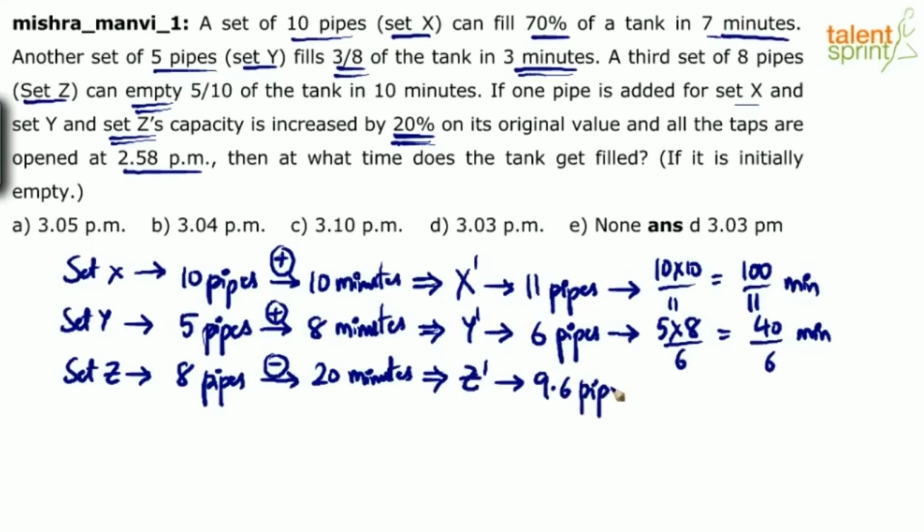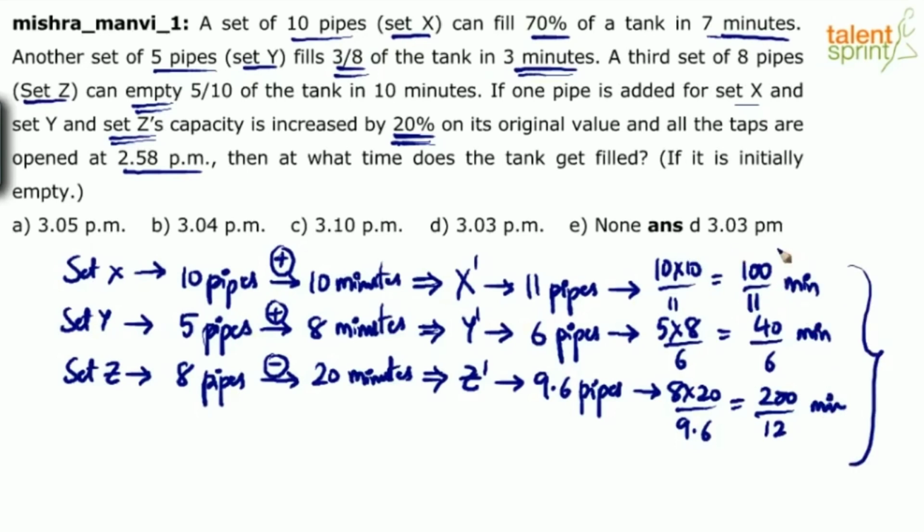9.6 pipes. So 9.6 pipes will take how many minutes? 8 pipes take 20 minutes. 8 into 20 divided by 9.6. Simplify this. 8 into 1, 8 into 1.2. So 20 by 1.2, which is 200 by 12. 200 by 12 minutes. That's it. Done. Now it is like this.